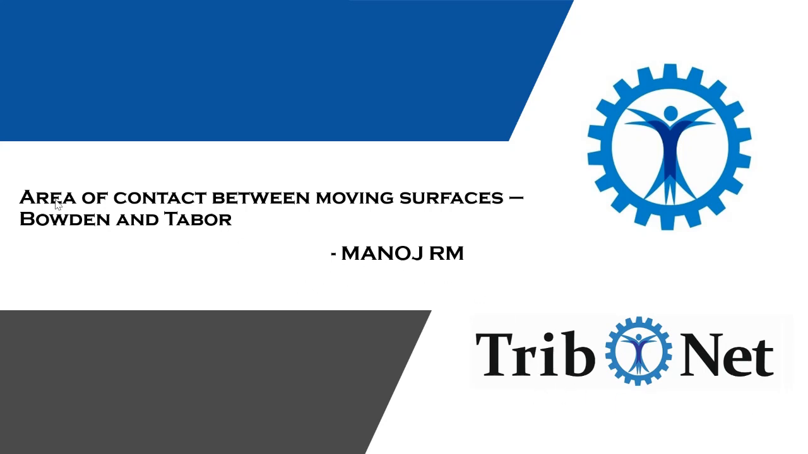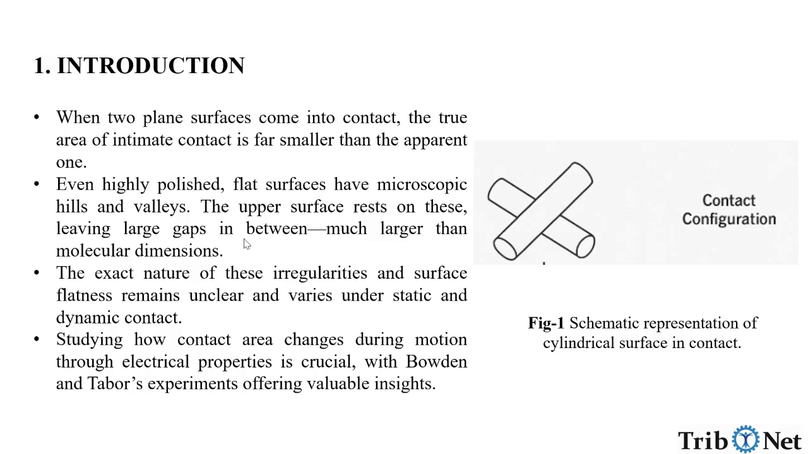My name is Manoj. Today in this video, let us discuss the area of contact between moving surfaces, as experimented by Bowden and Tabor. The introduction to this is, when two plane surfaces come into contact, the true area of intimate contact is far smaller than that of the apparent one.